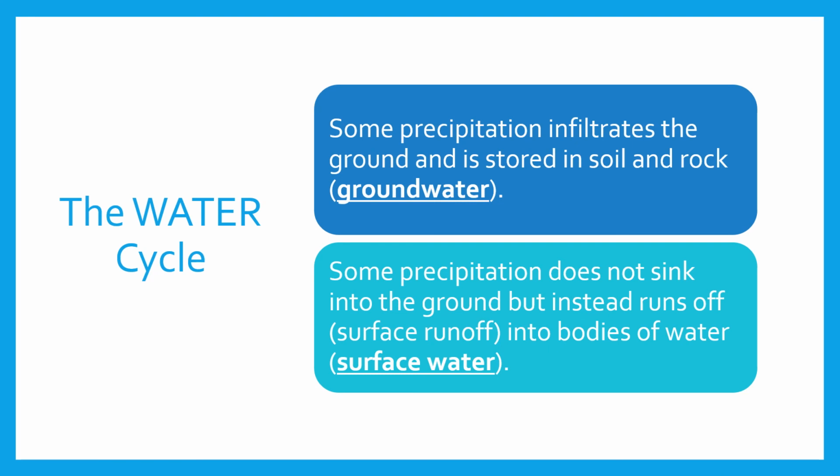So I did have two more videos. One is about groundwater, one is about surface water, because precipitation, as I said, could infiltrate the ground and end up in groundwater in something we call an aquifer. So I have a video about that. Or it doesn't sink into the ground, but instead runs off of the land into what we call surface water, like rivers and lakes.